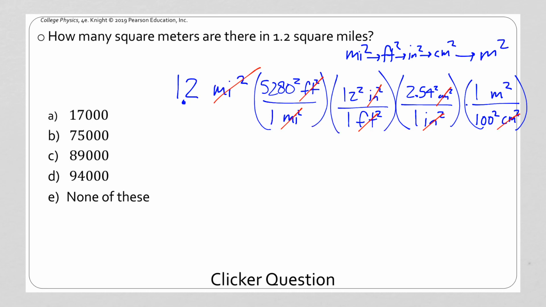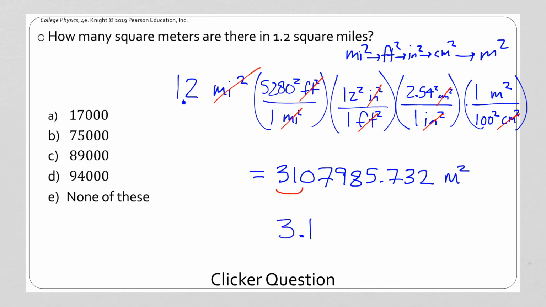This gives me the following answer. So I have a very large value here. I have 2 sig figs, so I'm going to round this to 2 sig figs here. And I'm also going to use scientific notation. So I have 3.1 times 10 to the 6 meters squared, so 3.1 million meters squared. And obviously that is several orders of magnitude larger.